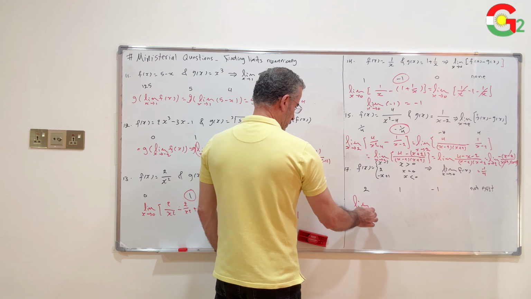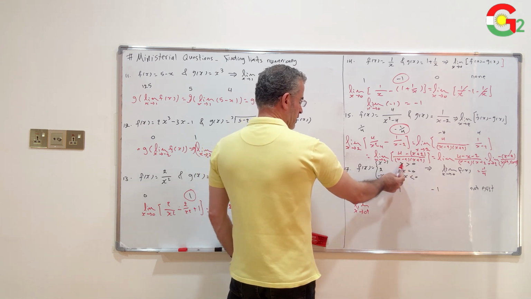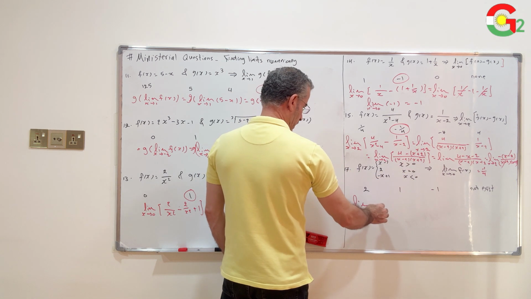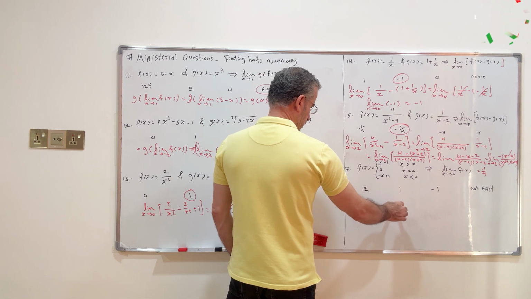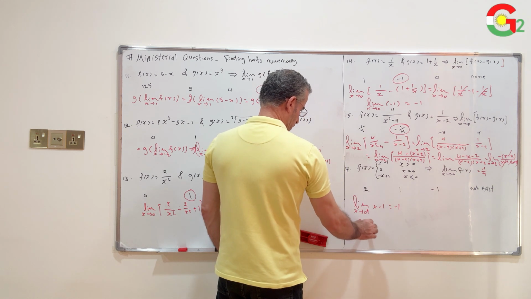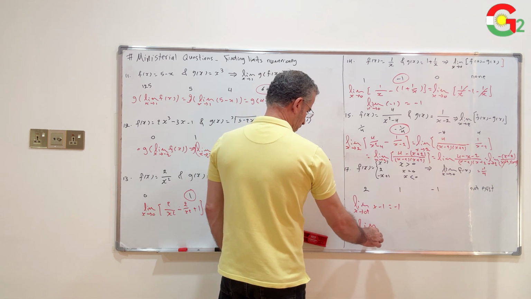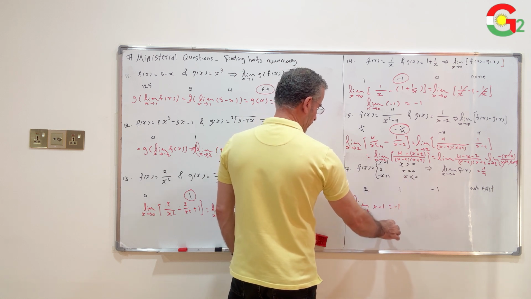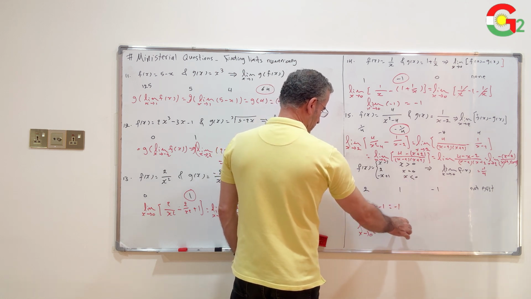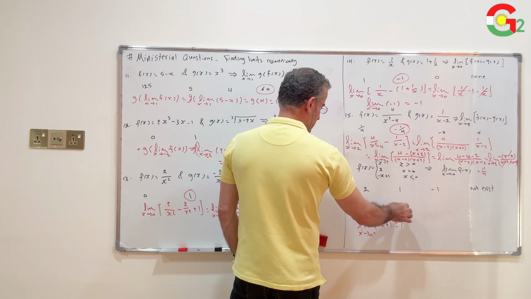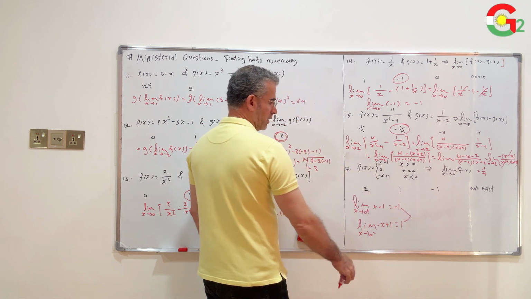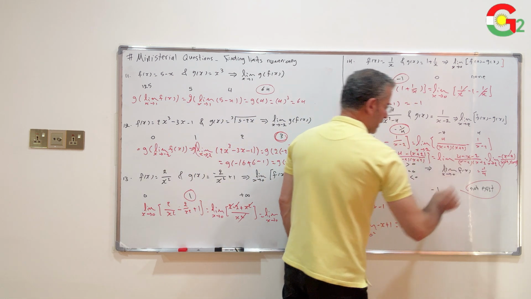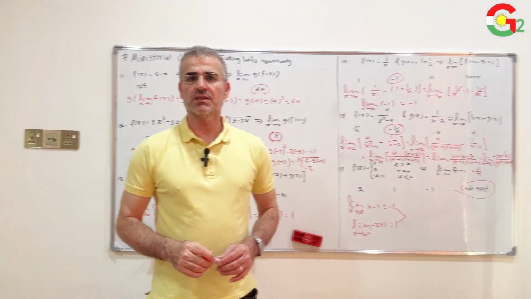Limit x approach 0 from right. When x greater than 0, then x minus 1. 0 minus 1 is minus 1. When x approach to 0 from left, it means x less than 0. I take negative x plus 1. Negative 0 plus 1 is 1. Since the limits are not equal, then the limit does not exist.